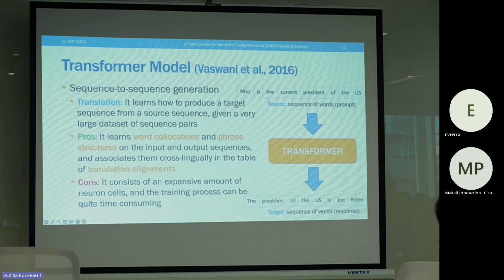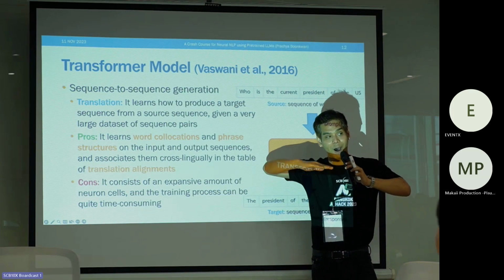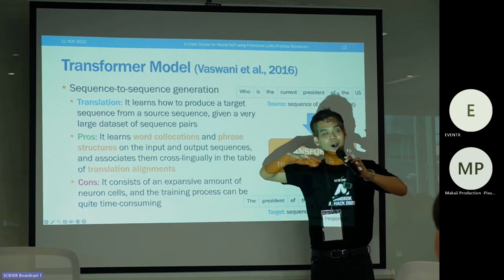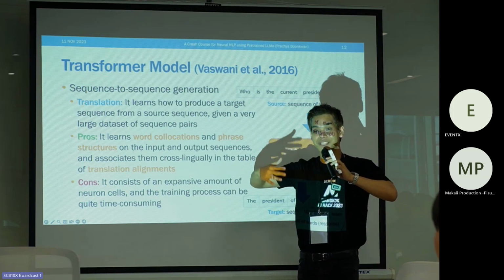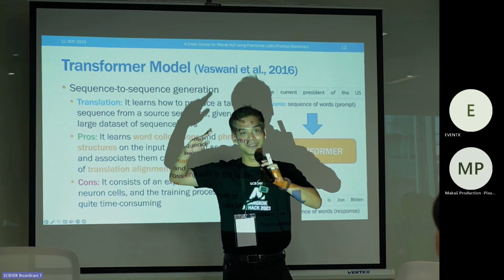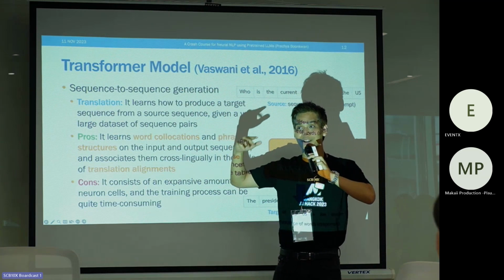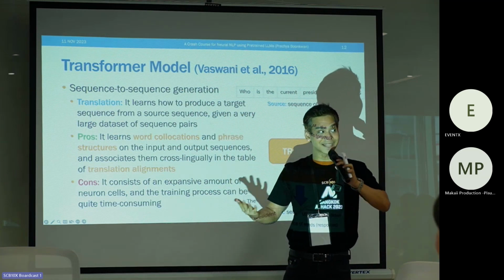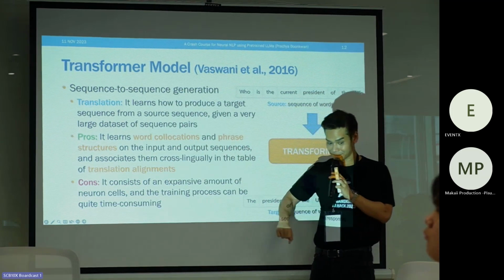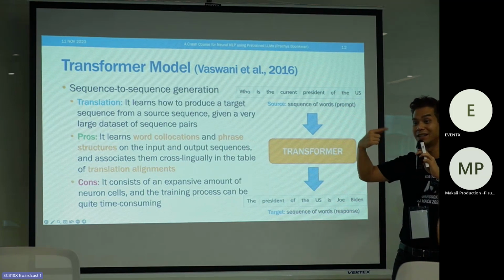So that's the first task. It learns word collocations. And on top of that, when you learn word collocations, it can also learn collocations of word collocations, and you can build that up. From just word collocation, you can now learn the syntactic trees. And that is the phrase structure. And to do the proper translation, you need to build up a dictionary.